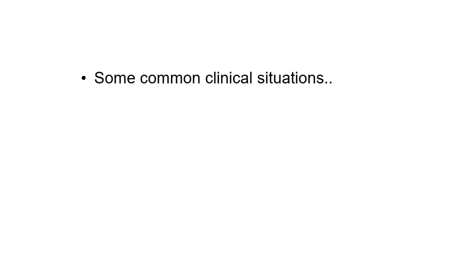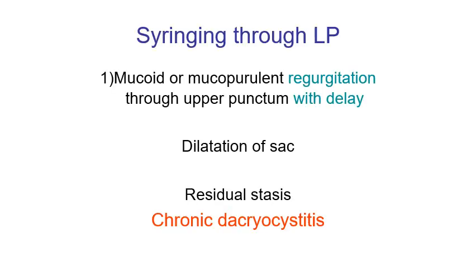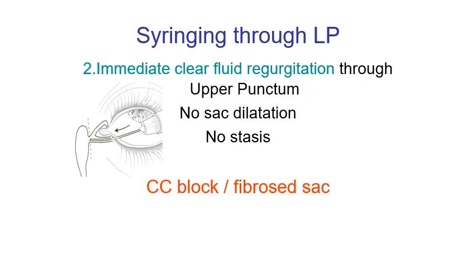Now we will see some common clinical situations. Syringing through the lower punctum, mucoid or mucopurulent regurgitation through the upper punctum with delay, dilatation of the sac, residual stasis: it is a chronic dacryocystitis. If you are doing syringing through the lower punctum, immediate clear fluid regurgitation through the upper punctum, there is no dilatation of the sac, no stasis: it is a common canalicular block or fibrosed sac.